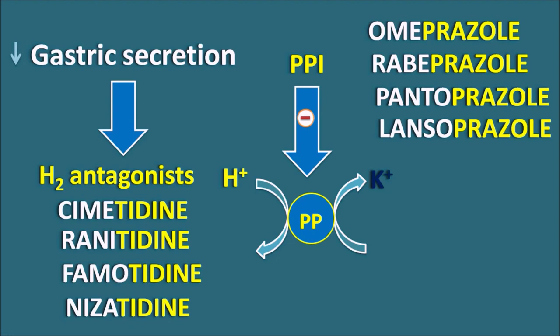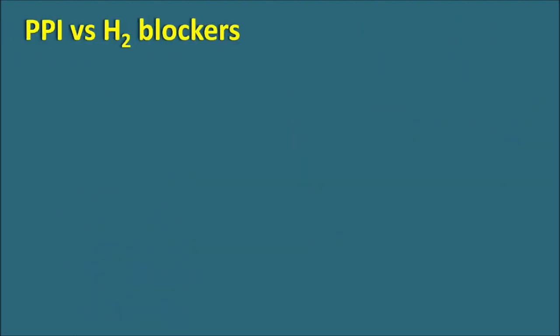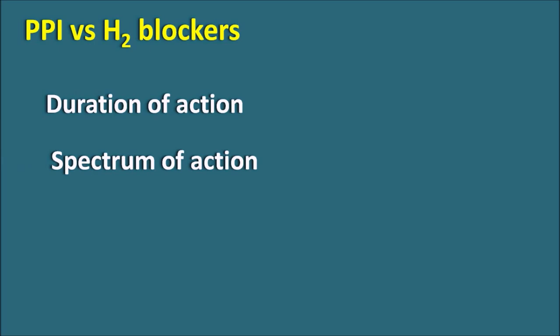Now, which type of drugs is going to control gastric acid in a better way? The H2 antagonists, which are also called H2 blockers, or the proton pump inhibitors? We can compare the proton pump inhibitors with the H2 blockers in three aspects. The first is the duration of action, the second is the spectrum of action, and the third is the mechanism of action.